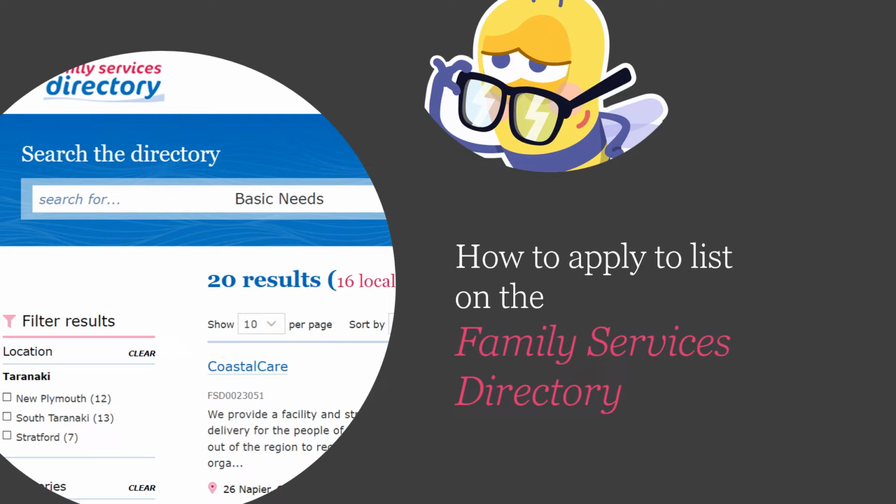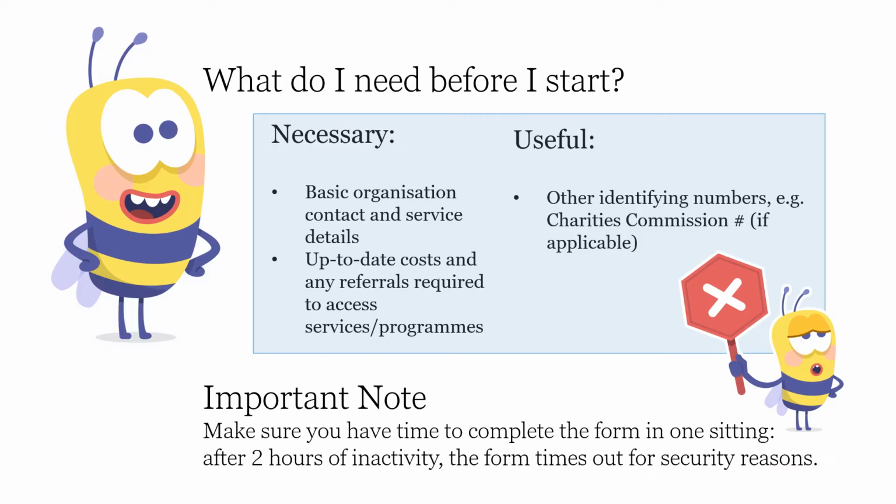You might be wondering what you need before you start applying to list your organisation. Some necessary things are basic organisation details, so how to contact you and the services and programs you might offer. And definitely up-to-date costs and any referrals that you require for people to access those services and programs.